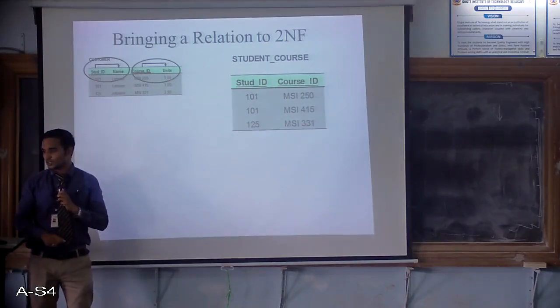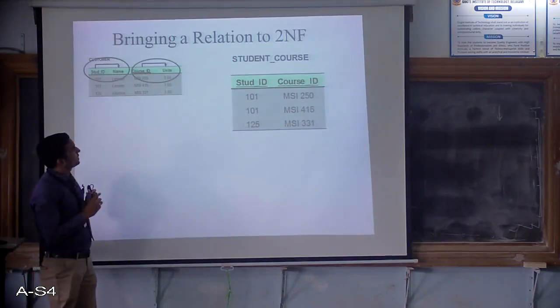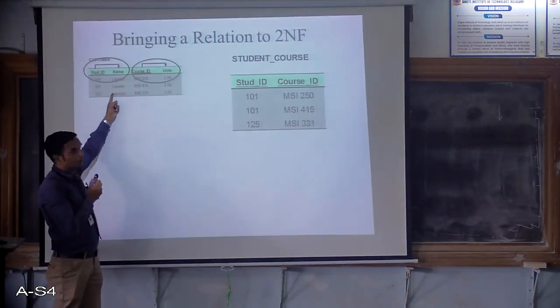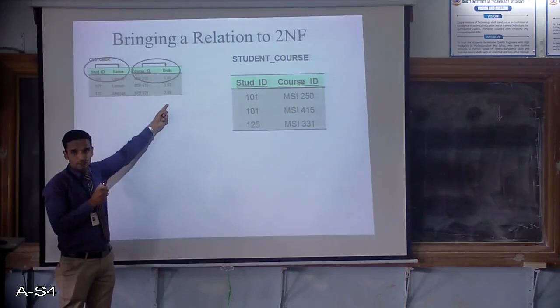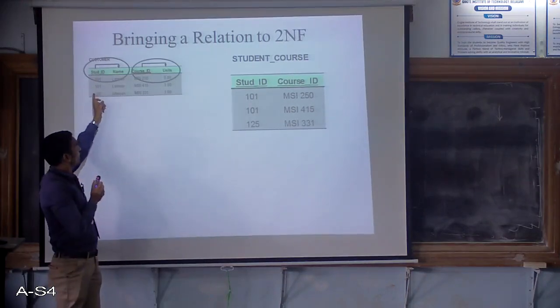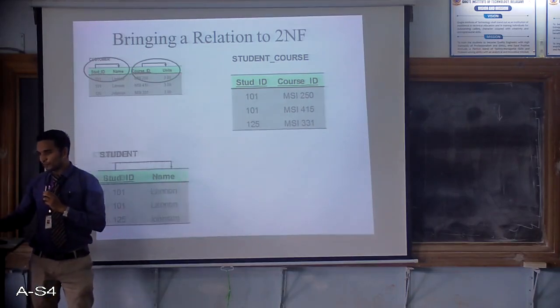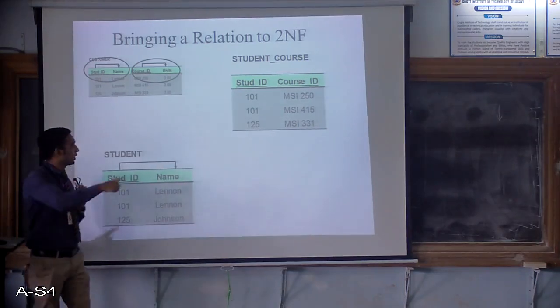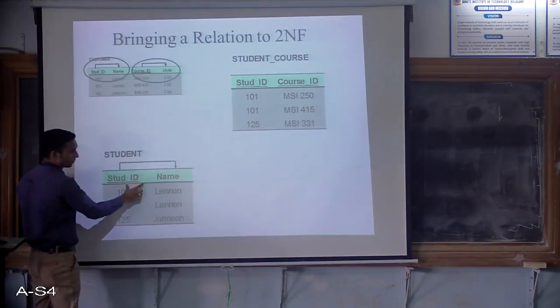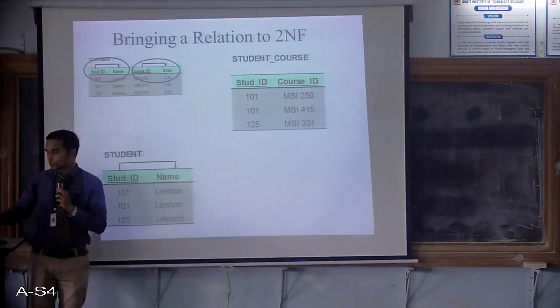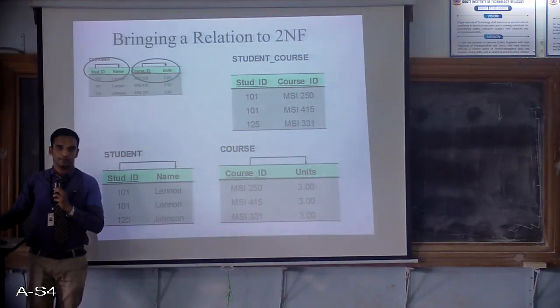So what remains here is, if I remove the dependencies, student ID and name is one dependency, course ID and unit is another dependency. So what are the only key attributes left? Student ID and course ID. So this remains in the main table. Take out the partial dependency, I took it out: student ID and name, and the other partial dependency, course ID and unit.